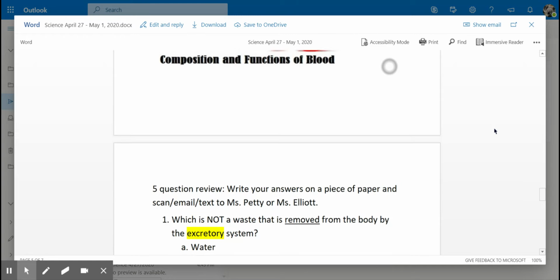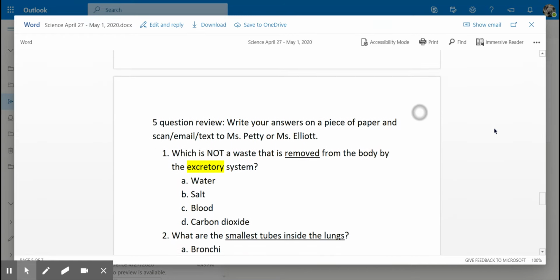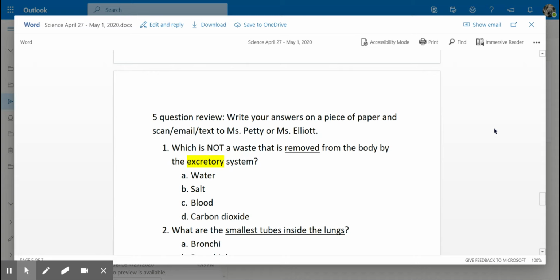And that brings us to our 5-question review. You need to write your answers on a piece of paper and scan, email, or text them to Miss Petty or myself.